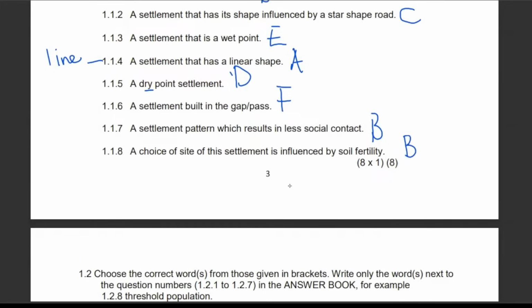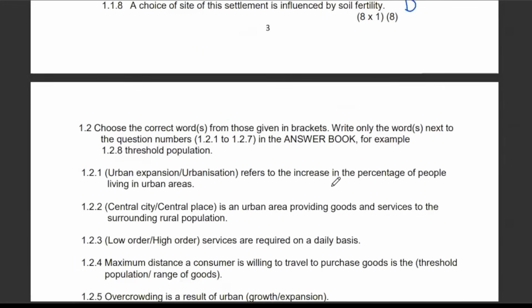Moving on to question number 1.2. Right, question number 1.2, it says, choose the correct words from those given in brackets. Write only the word or words next to the question numbers 121 to 127. Right, if you are checking number 121, it is saying urban expansion or urbanization refers to the increase in the percentage of people living in urban areas. Our correct response is urbanization.